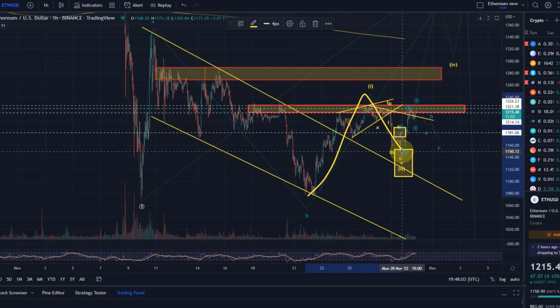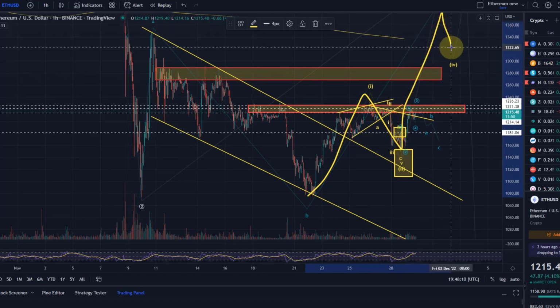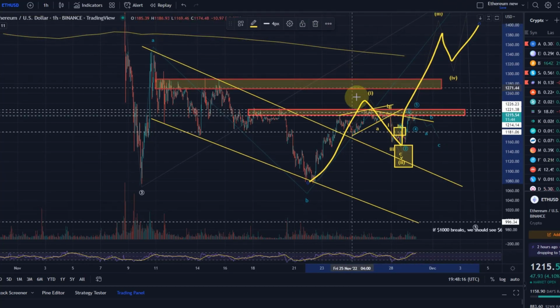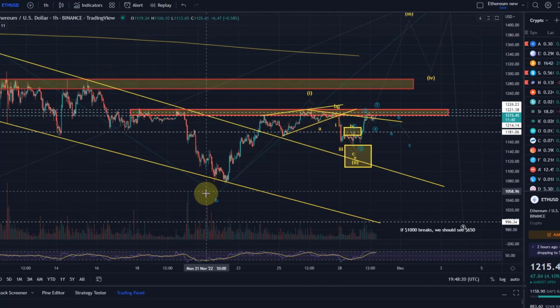Okay, so that is highly relevant, and from there we could move up in a third wave to the upside. There would then be a fourth wave and a fifth wave up, right? So that's what we are looking for. The target for that third wave to the upside is around the 1400 range. That's still what we're waiting for. So I'm really looking at this possibly being a wave 1 to the upside, and this being a wave 2.